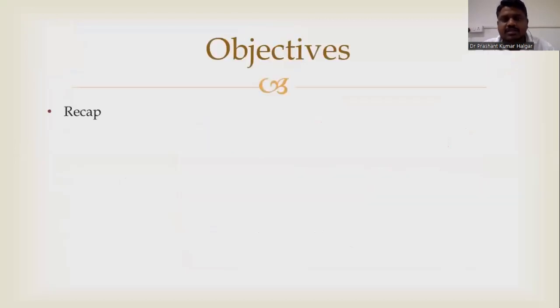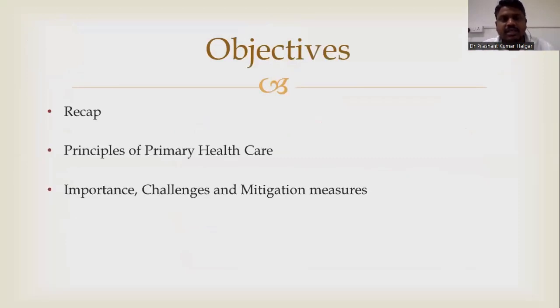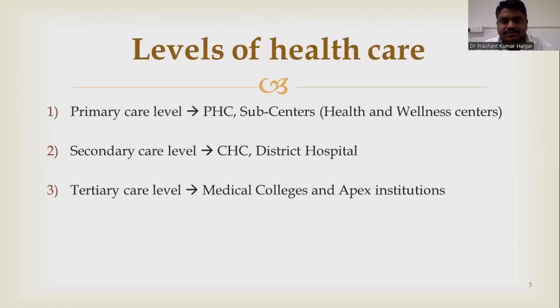So again, I'll be recapping whatever session I had taken earlier. What are the principles of primary healthcare, the importance of primary healthcare, the challenges, and how to mitigate or lessen the challenges. Coming to the previous topic, there were three levels of healthcare, as you all know: primary, secondary, and tertiary healthcare. Primary level is usually health and wellness centers, secondary level is CHC, the community health centers, and the district hospitals. Tertiary care is medical colleges and research institutions.